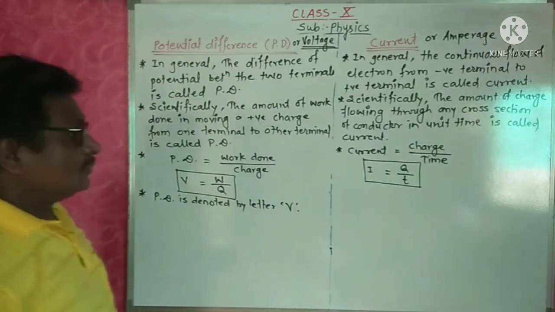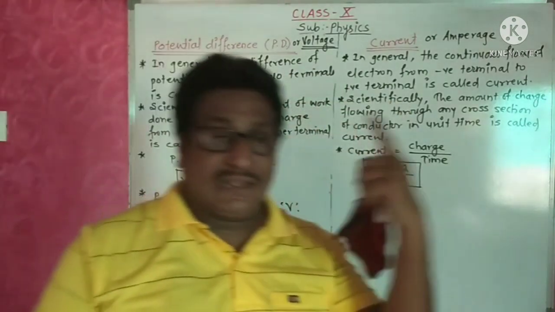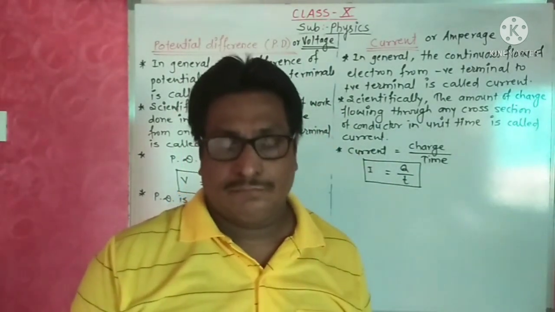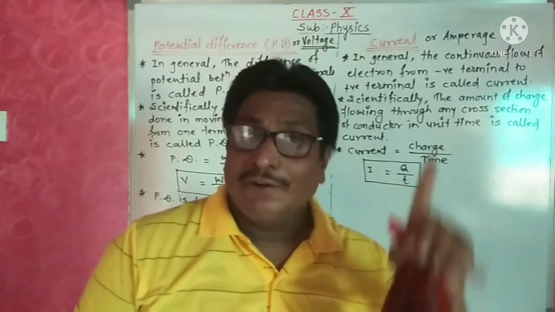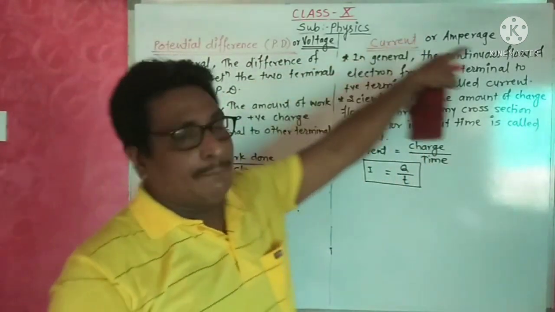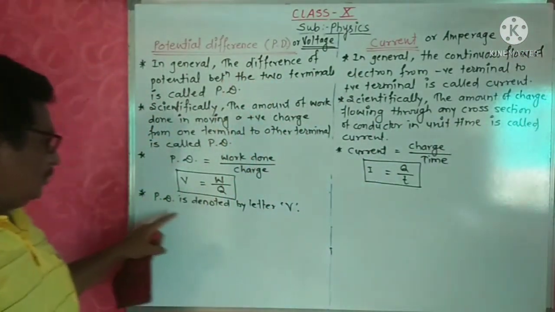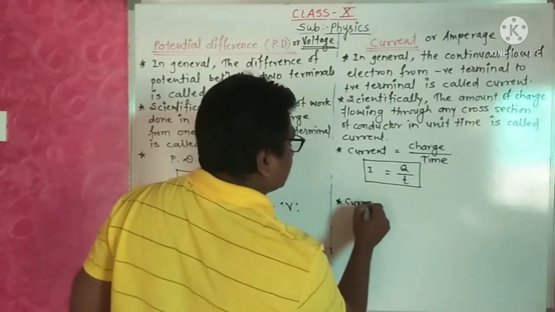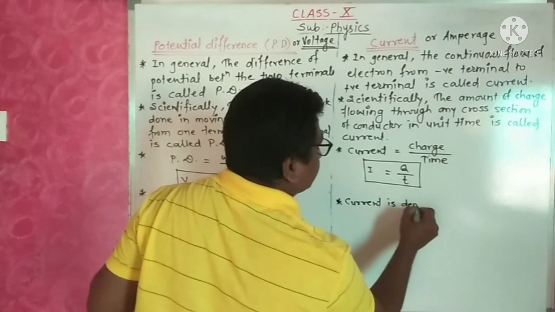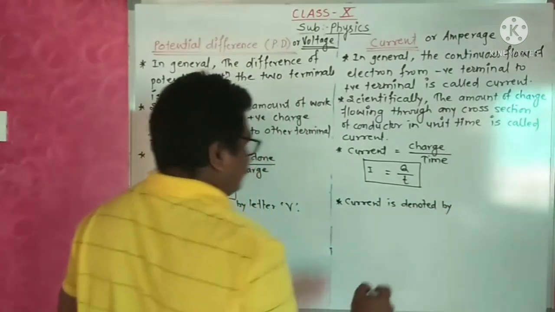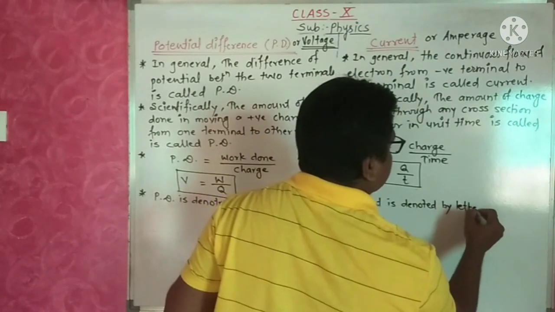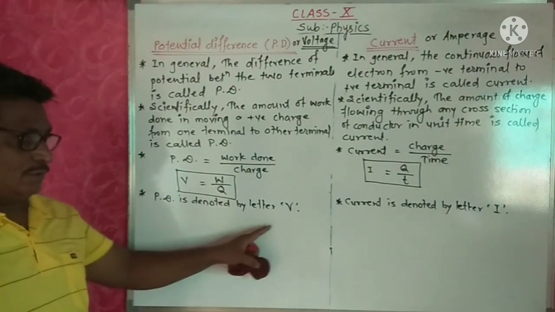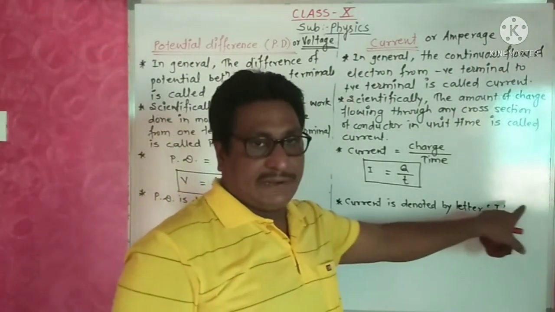Understood? So voltage, amperage, and again one more word, wattage. The word wattage is used for power. What is the another name of power? Wattage. So here voltage, amperage and wattage. Here current is denoted by letter capital I.